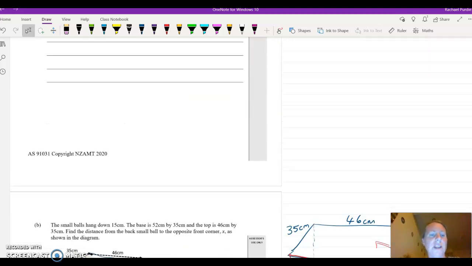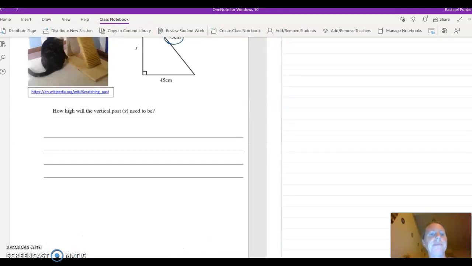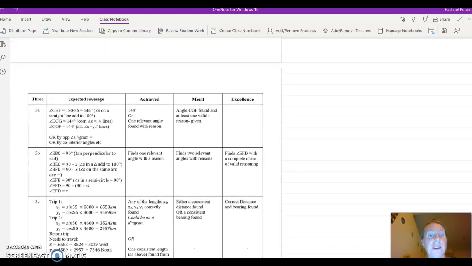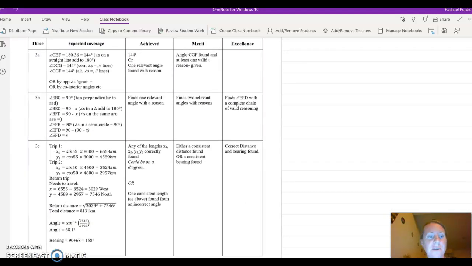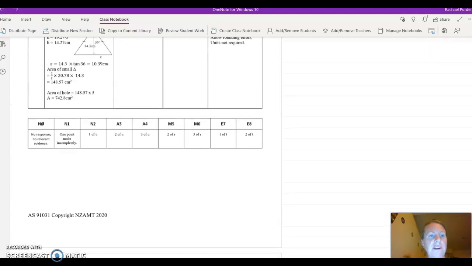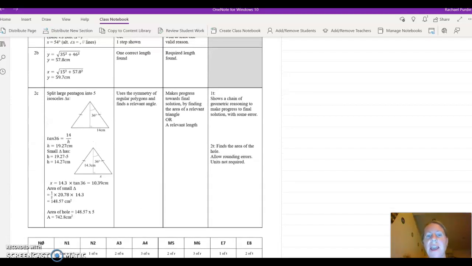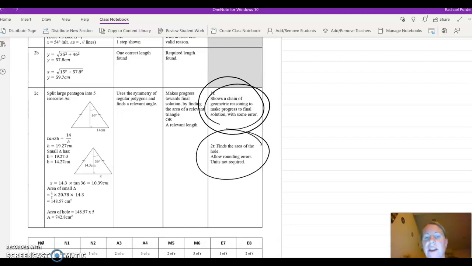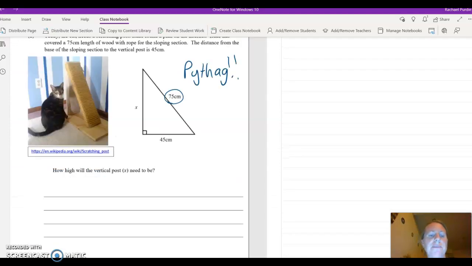And that's excellence, that one, wasn't it? Hang on, let me triple check again. Yeah, that was, wasn't it? That one does seem like a decent excellence. It used quite a few different bits and pieces. You have to show that nice chain of reasoning to get excellence, and of course you also have to find the area. And notice that they say allow some rounding errors, because the answer here, 742, is rounded a bit more than you'd want. So anyway, that's a nice one.